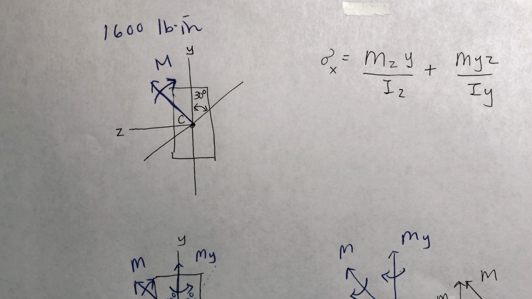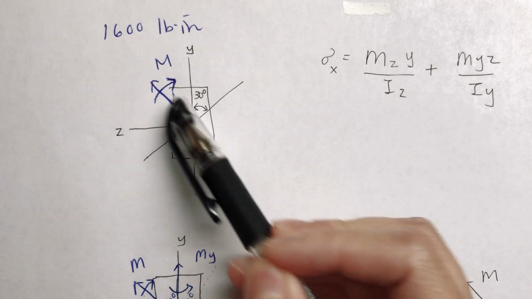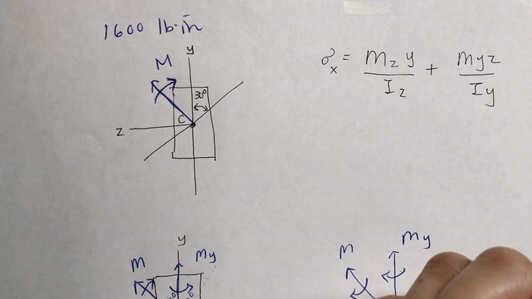Okay, so let's turn to slide 15, example 4.08. A 1,600 pound-inch couple is applied to a rectangular wooden beam in a plane forming an angle of 30 degrees with the vertical. Determine the maximum stress in the beam and the angle that the neutral axis forms with the horizontal plane. Okay, so we have unsymmetric bending.